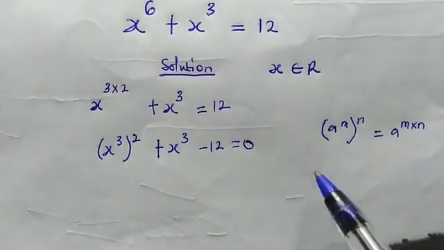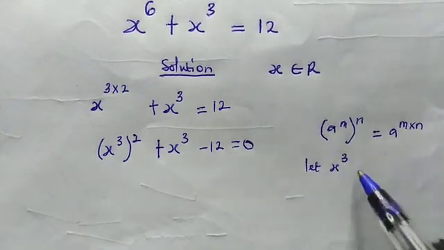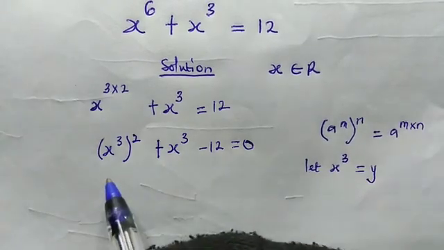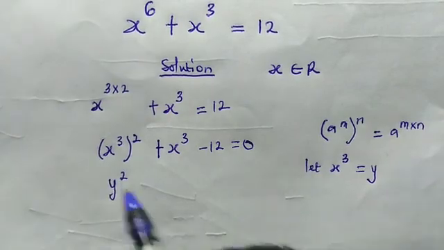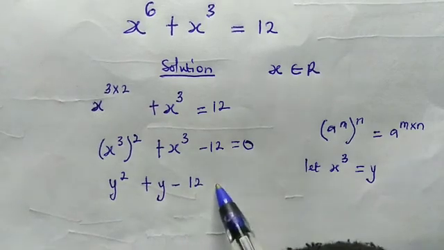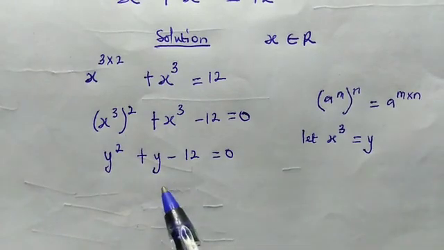So let us make a substitution. We're going to let x to the power of 3 equal y. And from here we have y squared plus y minus 12 is equal to 0, right? I think from here this equation is factorizable, right?